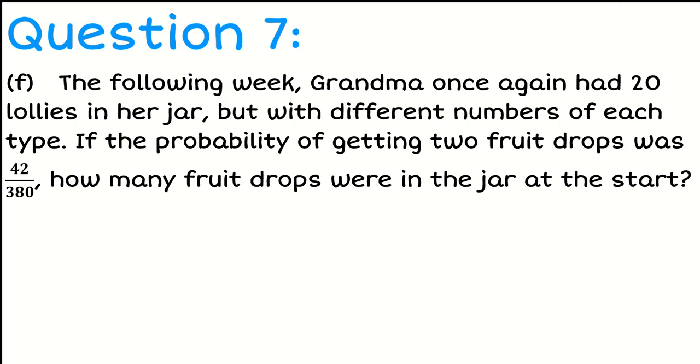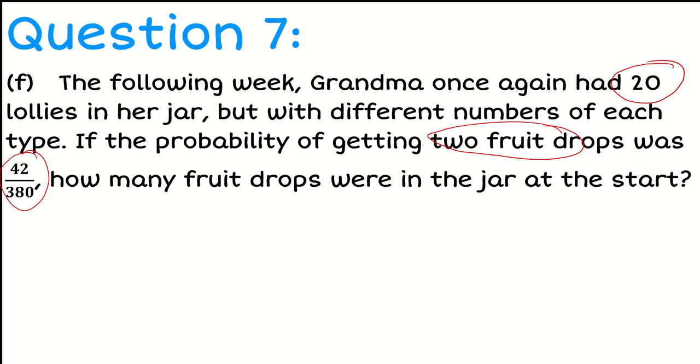So what we've got is our scenario about grandma and lollies. In this particular problem, she's talking about again having 20 different lollies in her jar, but with different numbers of each type. And she's talking about having 2 fruit drops. And the probability of getting 2 fruit drops is 42 out of 380. So let's have a look at our diagram to make sense of what this information is.